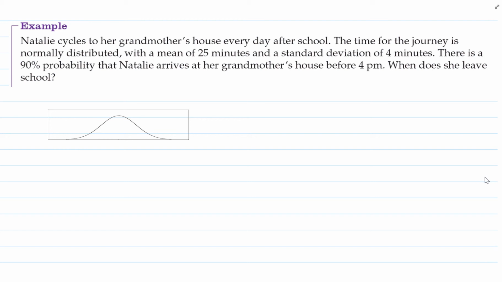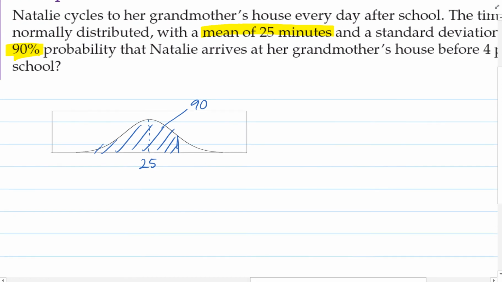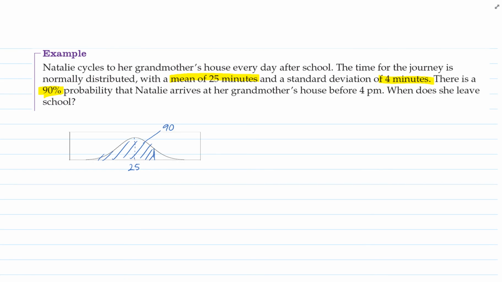Okay, so we have Natalie who bikes to and from her grandma's house with a mean time of 25 minutes and a standard deviation of 4 minutes, and there's a 90% probability that she'll get to her grandma's house before 4 p.m. So that means that if we're putting this stuff on our diagram, our mean travel time is 25, and before 4 p.m. that area there is 90%. And so the question is asking when does she leave school?